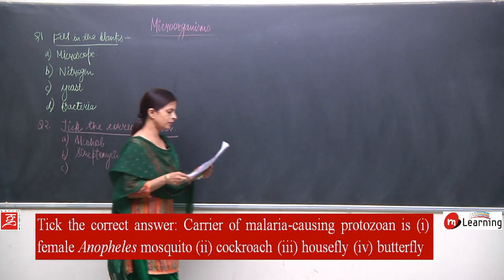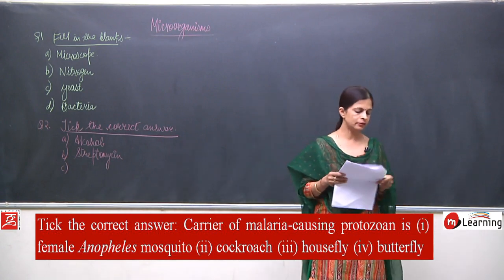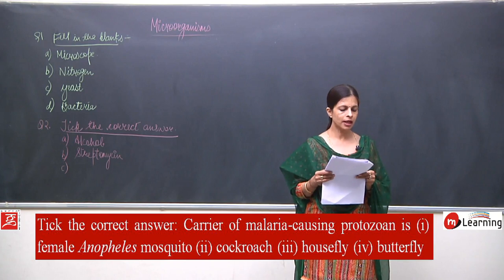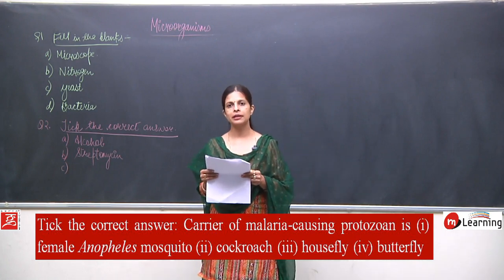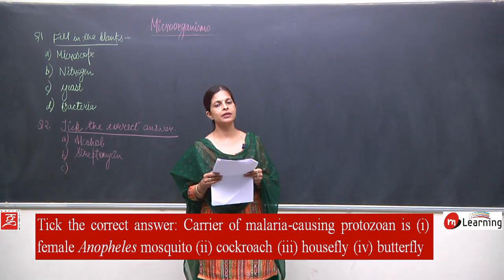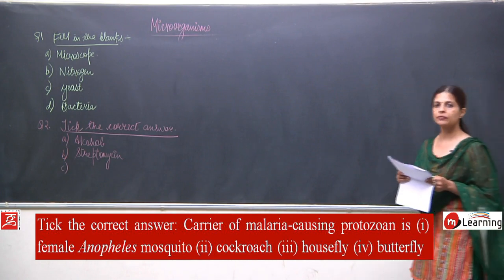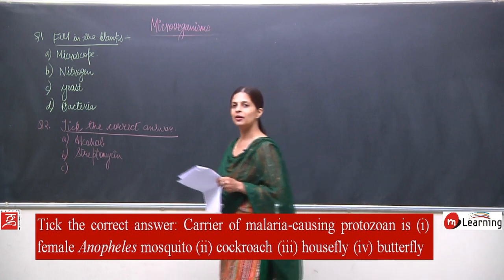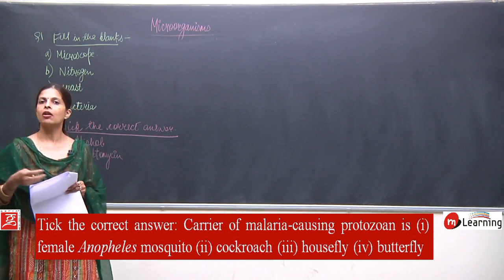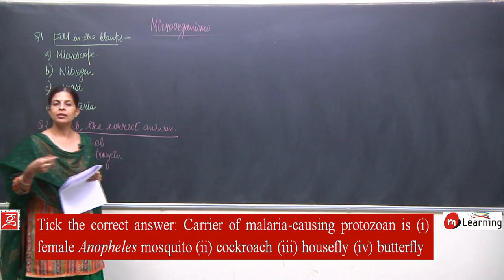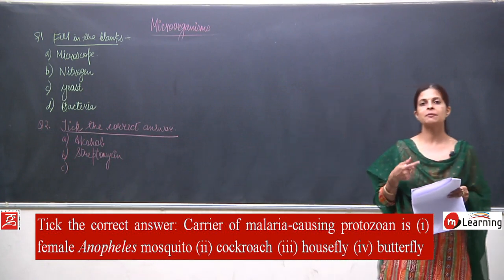Come to the third one. I am reading question number C: which is the carrier of malaria causing protozoan? We have discussed this, that the female anopheles is the one which carries plasmodium, isn't it? And that is the reason when a female anopheles mosquito bites someone, the plasmodium of different species, maybe plasmodium vivax or some other species, come into another organism's body, and there the plasmodium starts its life cycle and spreads malaria.